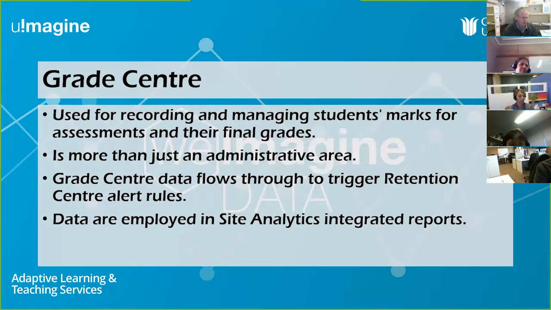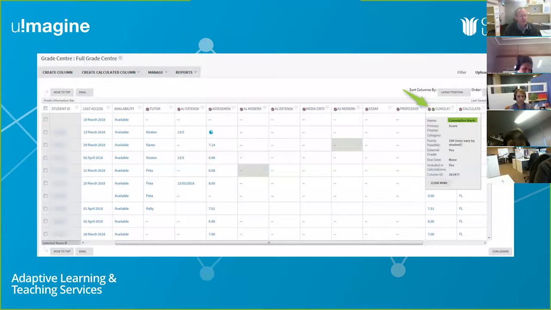One of the things to realise is that Grade Centre data flows through to Retention Centre, and some of us might be familiar with Retention Centre and the different alert rules there. But the data from Grade Centre also flows through to the set of site analytics reports that we have under site analytics, and we'll look at those in just a moment.